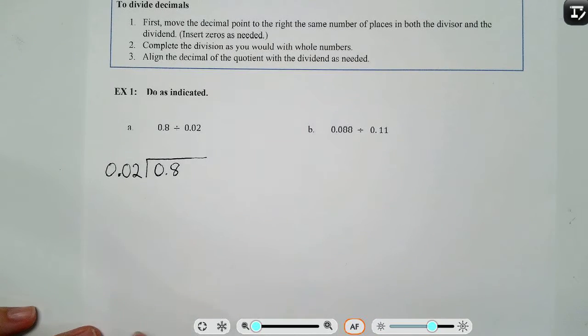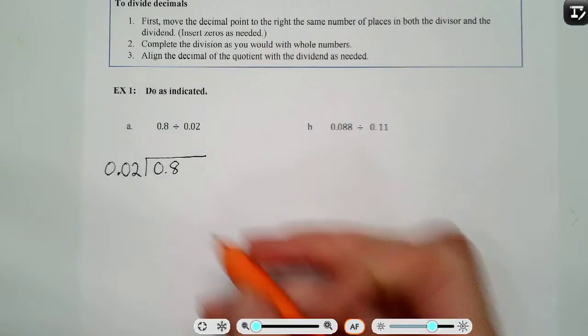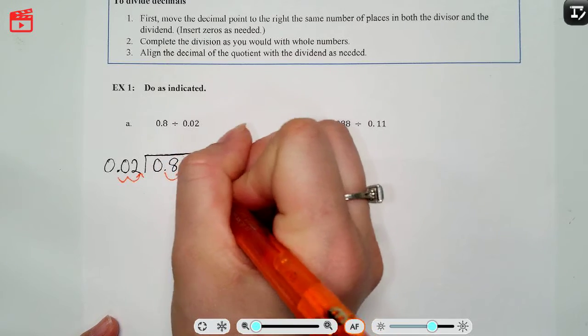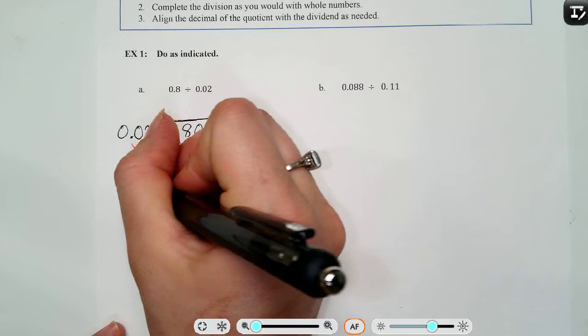Okay, so the first step, we need to get rid of all of these decimals until we get a whole number. Okay, so we're going to move this one 2 places, which means we need to move this one 2 places. And we'll add in that 0. Let's go ahead and rewrite this.